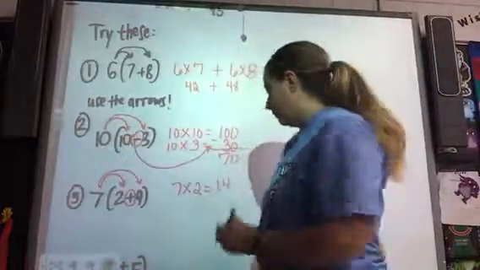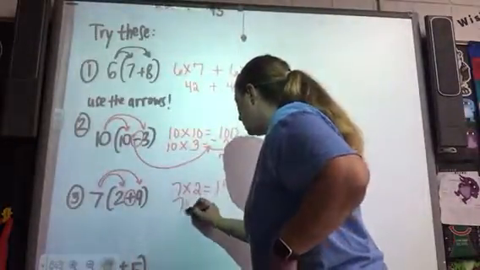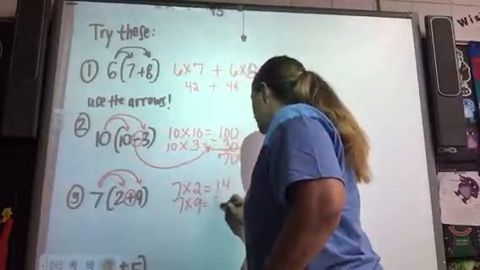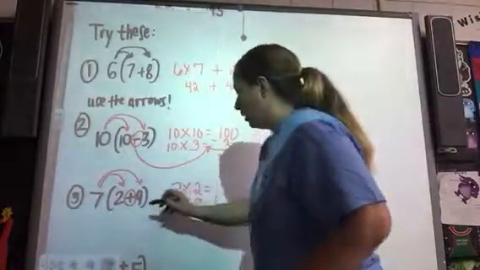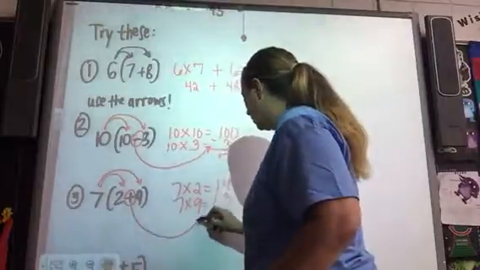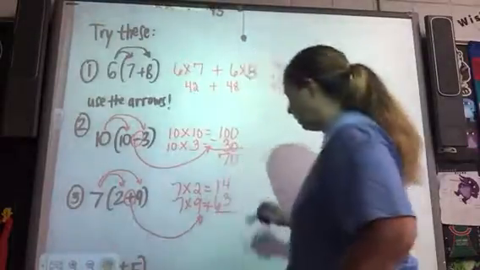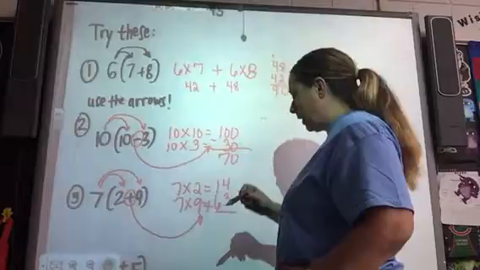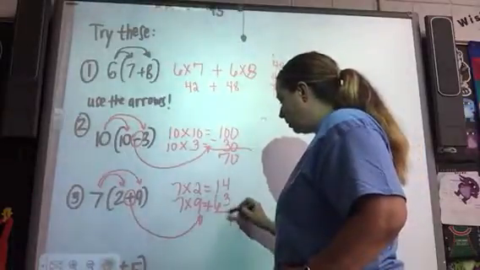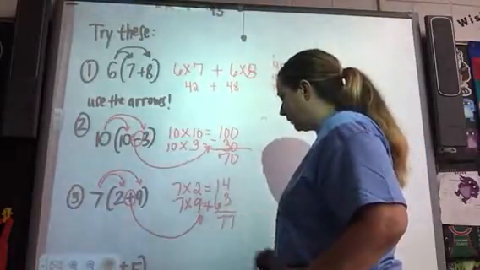63. I love the 9s trick. 7 times 9 is 63. All right, we got plus. We bring over plus. 7 plus 4, 4, 5, 6, 7. 6 plus 1 is 7.